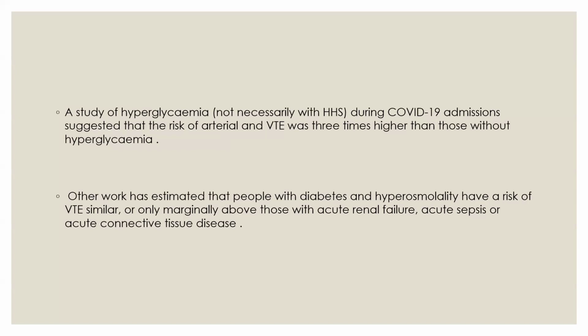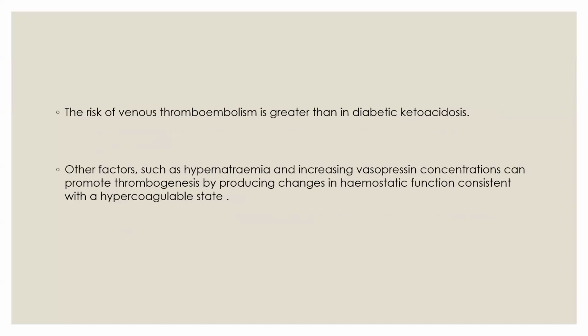Other work has estimated that patients with diabetes and hyperosmolarity have a risk of venous thromboembolism similar to, and only marginally above, those with acute renal failure, acute sepsis, and other connective tissue disease. The risk of venous thromboembolism is greater than in non-diabetic ketoacidosis. Other factors such as hypernatremia and increased vasopressin concentration can promote thrombogenesis by producing changes in hemostatic function consistent with a hypercoagulable state.